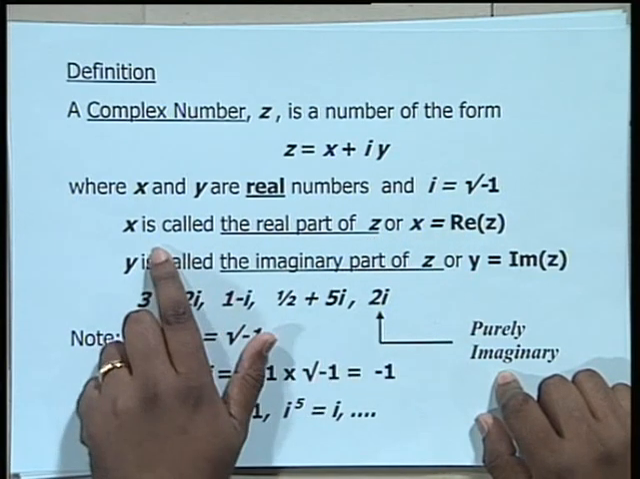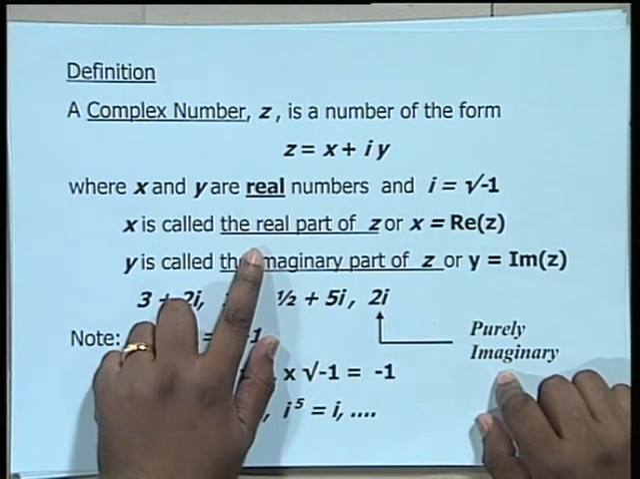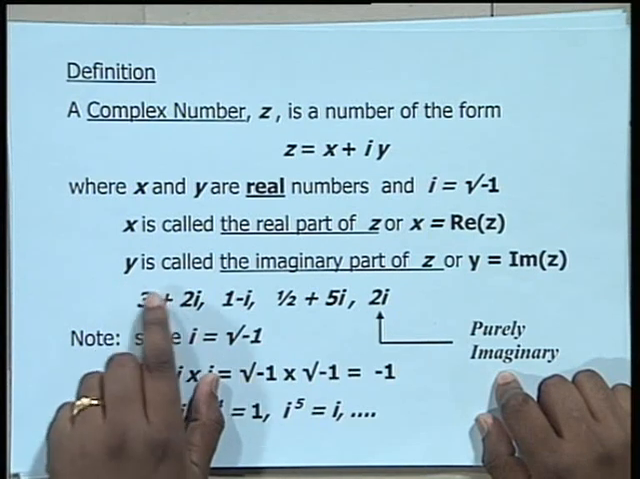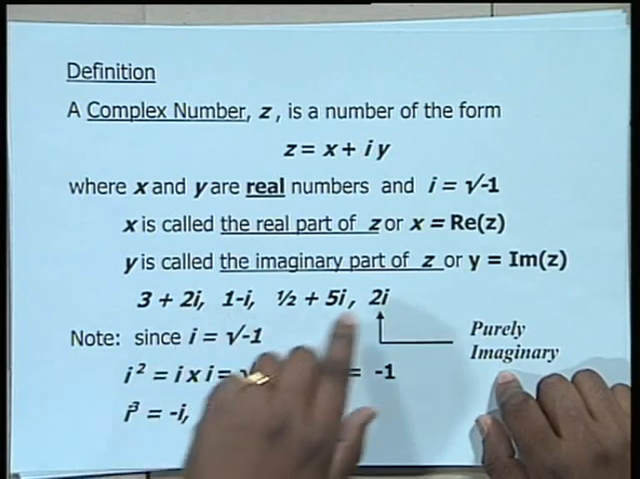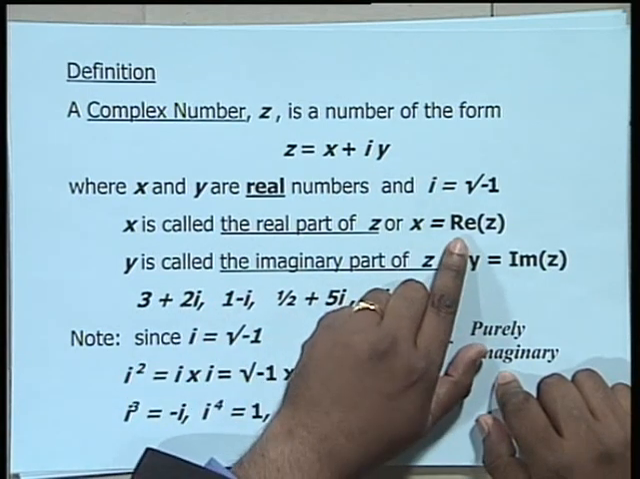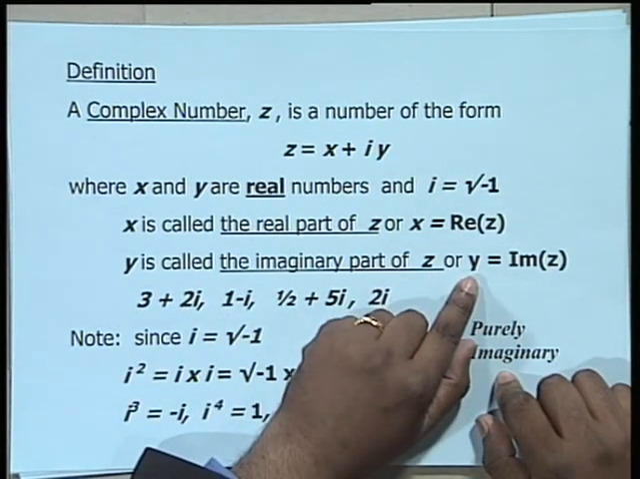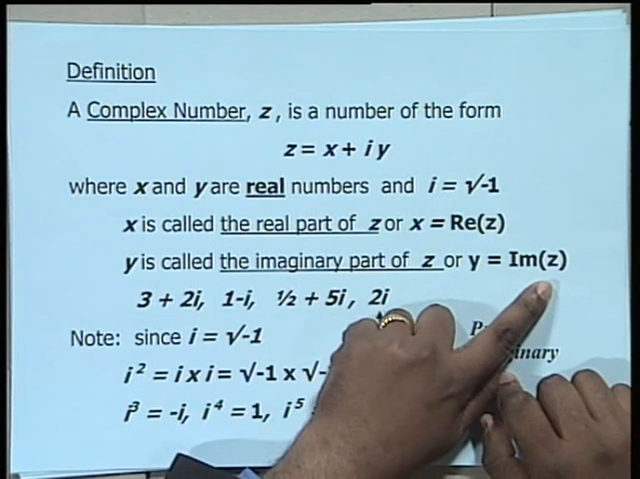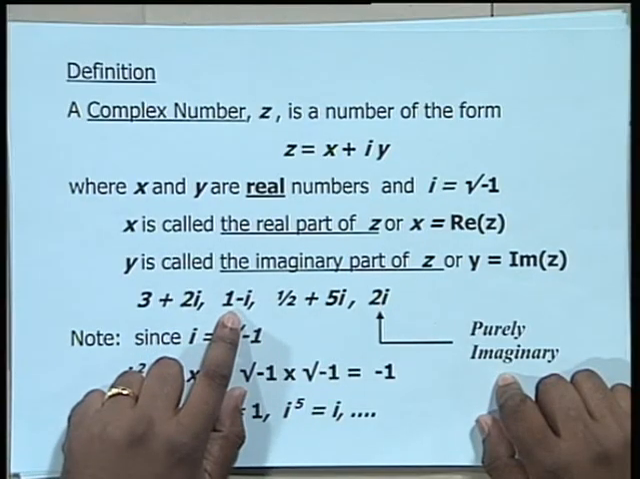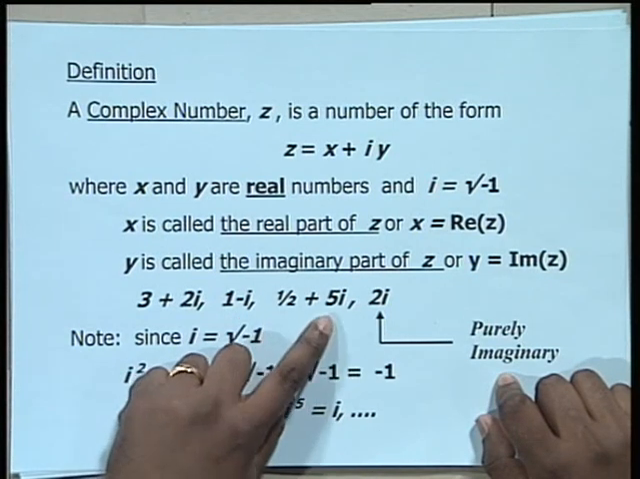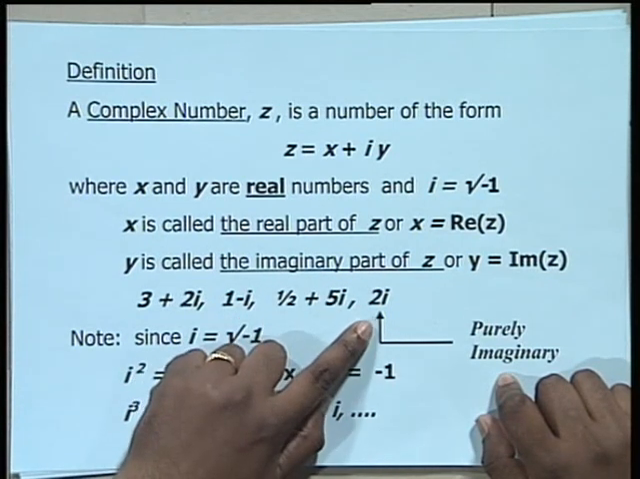x is also called the real part of complex number z. y is also called the imaginary part of z. We write x as Re z and y as Im z. Examples of complex numbers would be 3 plus 2i, 1 minus i, half plus 5i, and 2i.